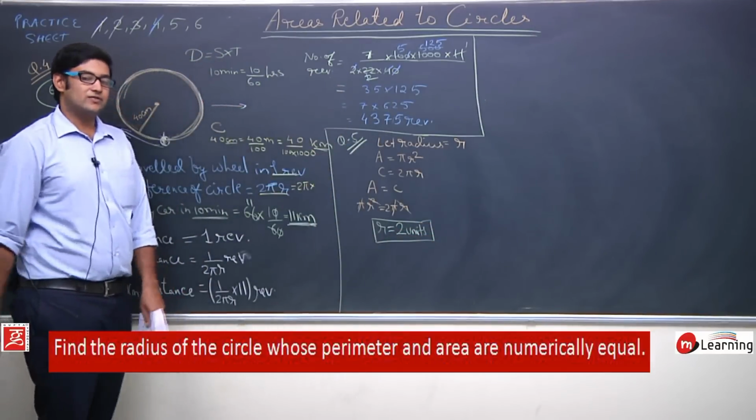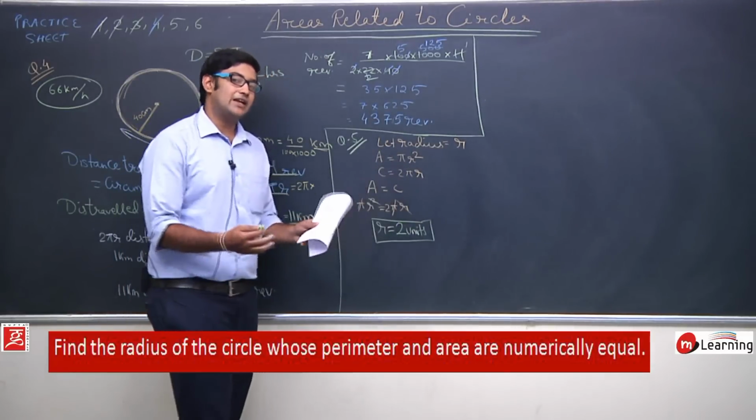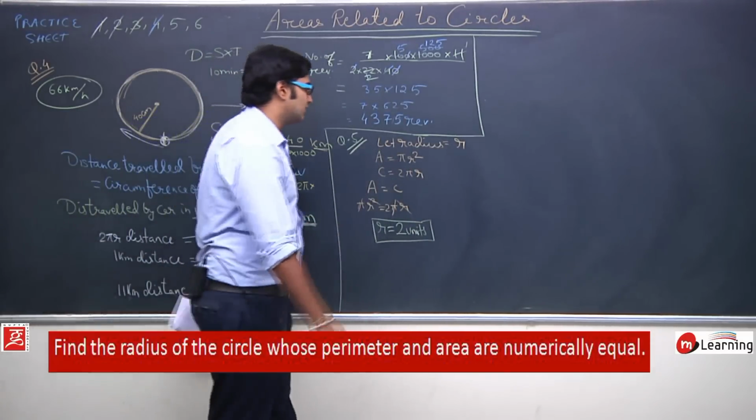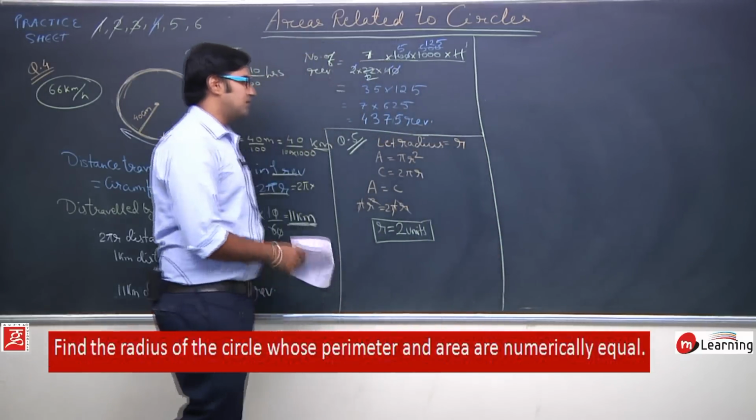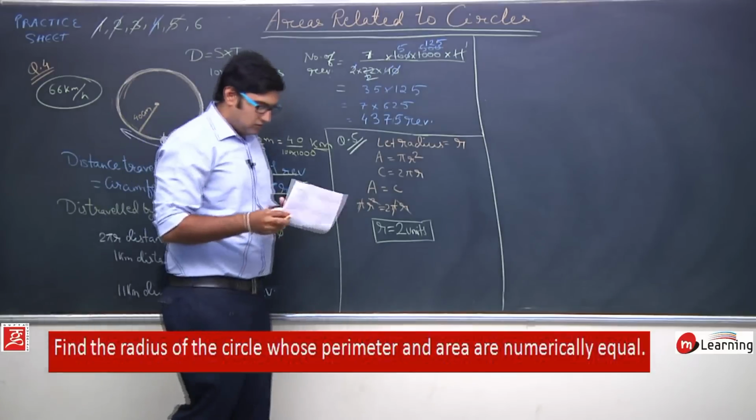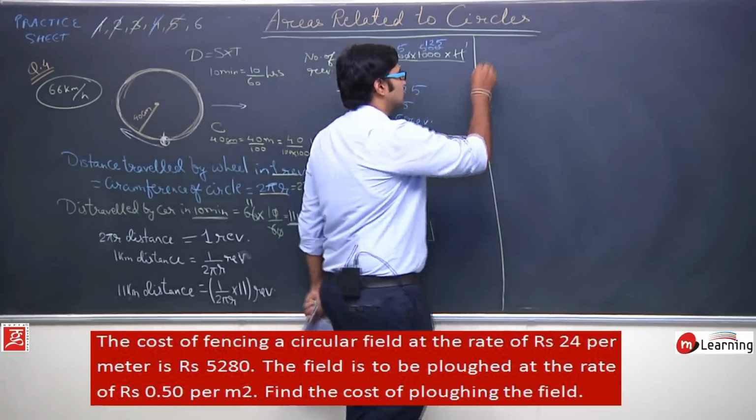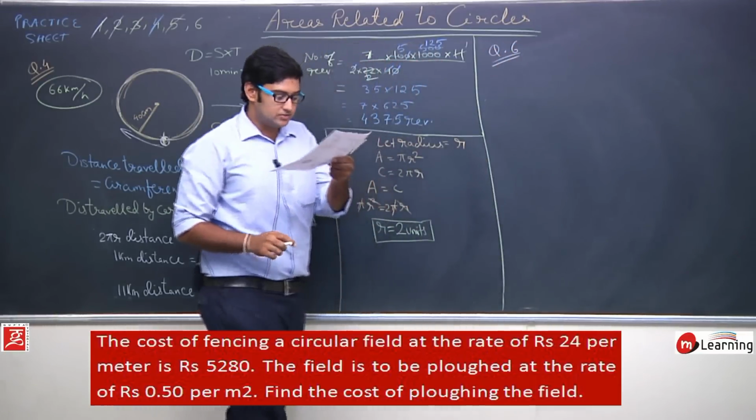Okay. The radius of the circle for which area and circumference are numerically equal is equal to 2 units. This is the radius of the circle. A very simple question. So this is the solution for the 5th one. Let us solve question number 6. Now this is an interesting question.